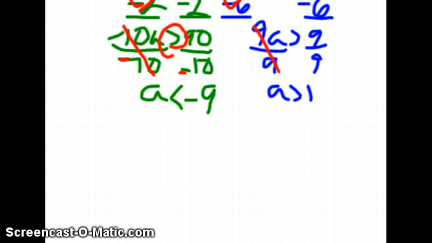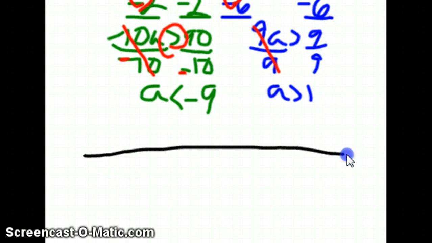So let's look real quick at what a graph of that might look like. I'm going to draw a number line here, a real basic one, and I'm only going to put the key points on here. I'll start with a is greater than 1 on the right. So I'll draw a little mark here, label it, that's 1. It's greater than but not equal to, so that's an open circle, and it goes to the right.